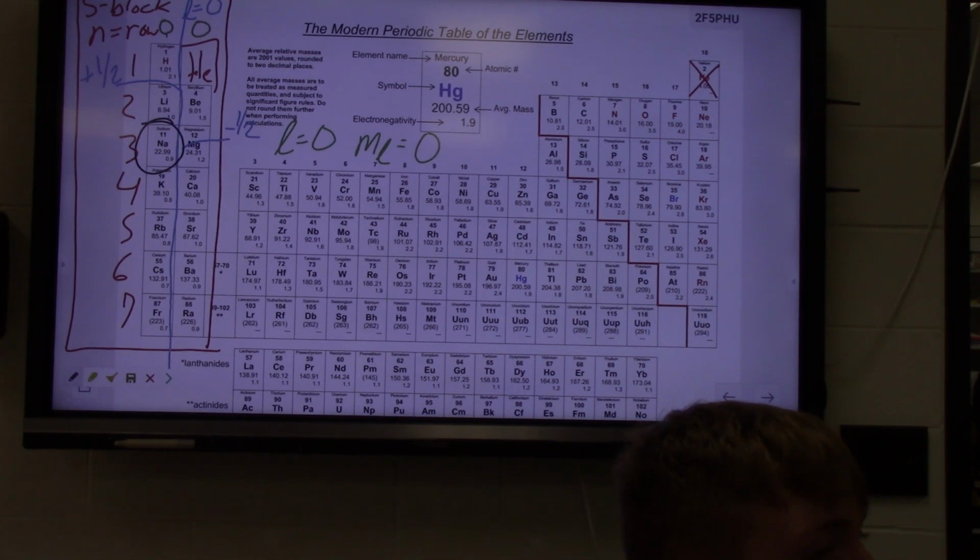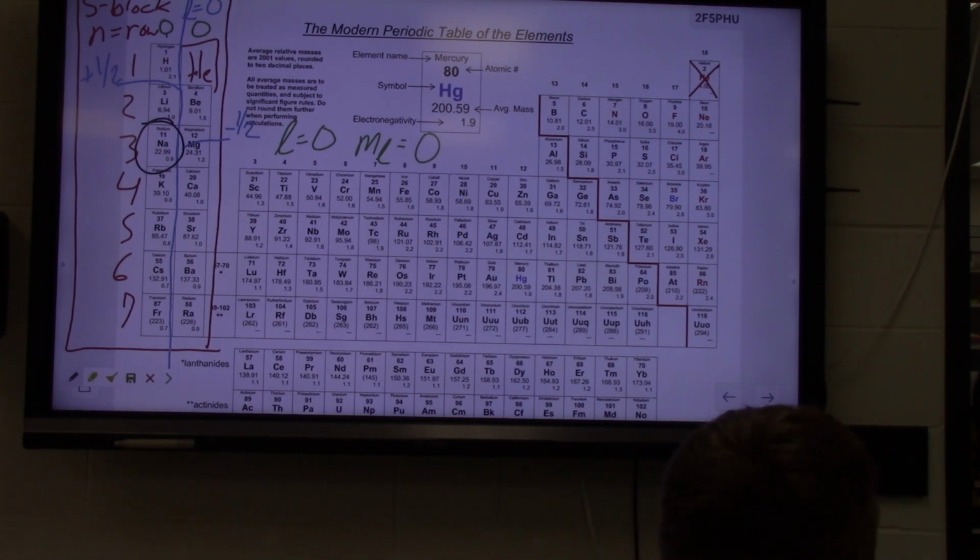So S block, since we're in S block, we've got it narrowed down to the block, now let's narrow it down to the row. Go N. N is 4. Well, for S block, we knew that N is equal to the row, so that means the row is equal to N. So what row am I in? 4. So I'm in the 4th row S block.